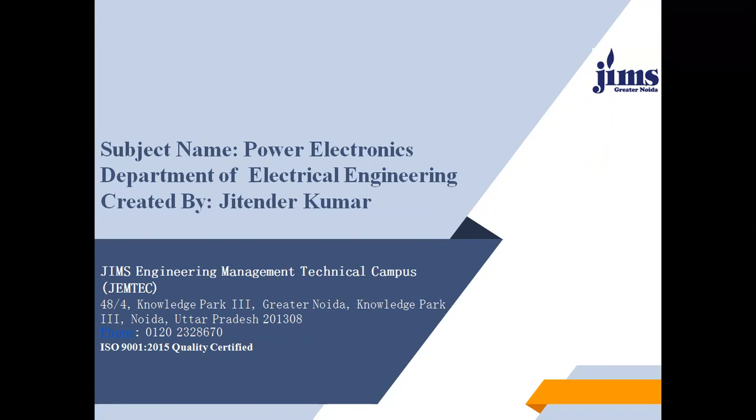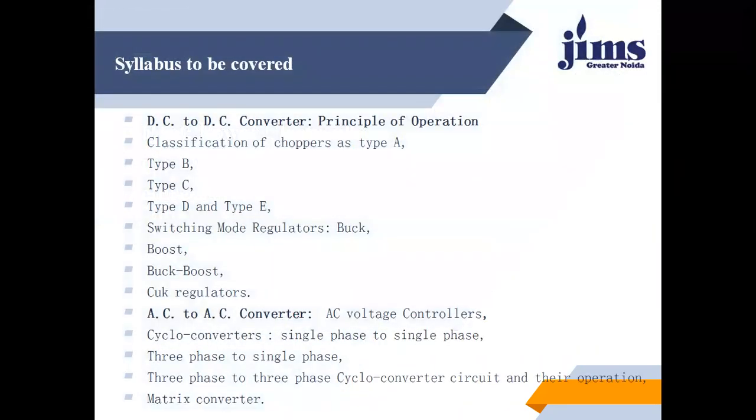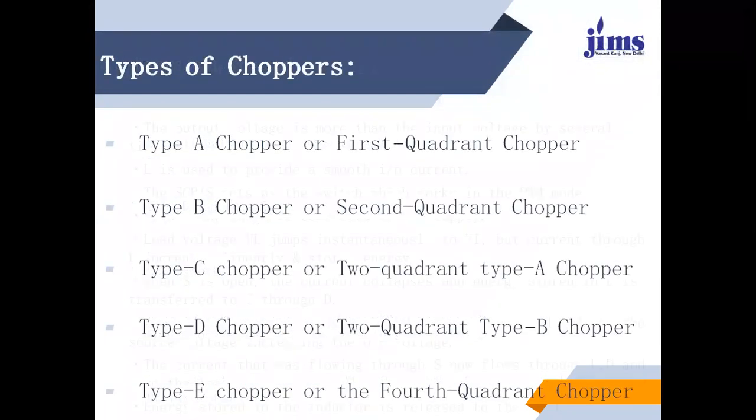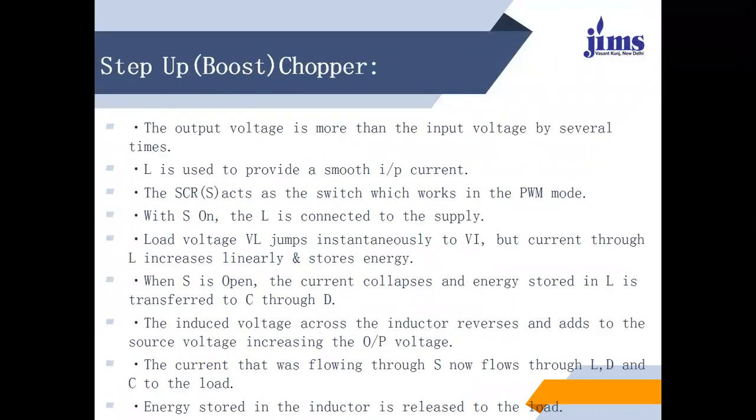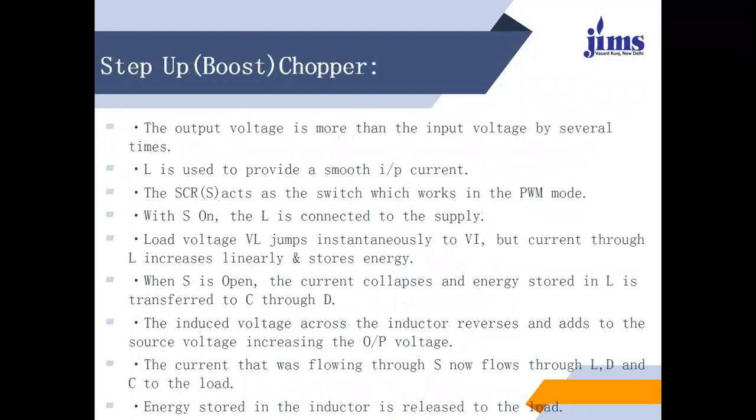I am taking Power Electronics for third year students, in continuation of the previous lectures, which are based on DC to DC converters, or we can call it a chopper. In the previous lecture we discussed the types of choppers. Now we will start over the types of choppers: chopper A, B, C, D, and E type. First one we will start with is the step up boost chopper.